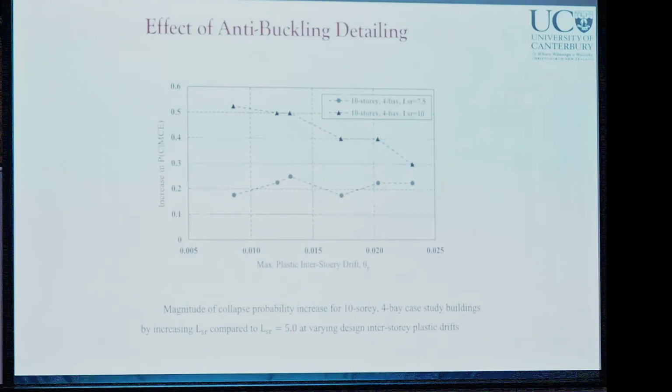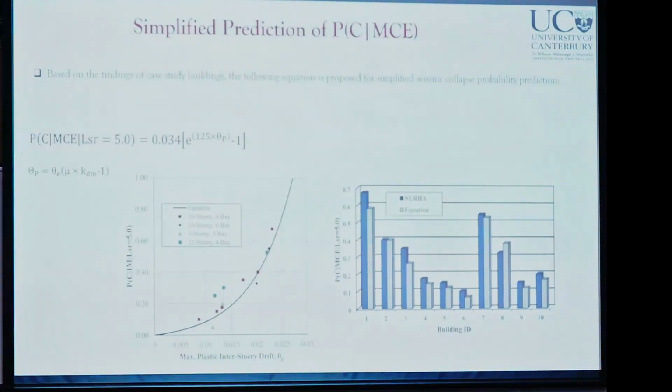To investigate the effect of anti-buckling detailing, or in other words LSR, this shows the ratio of the increase of the collapse probability in comparison to LSR equal to 5, for LSR equal to 10 and 7.5. It is very important to see that this is pretty much a straight line, meaning that if we go with higher LSR, with different drifts, the collapse probability is going to increase by pretty much a single value.